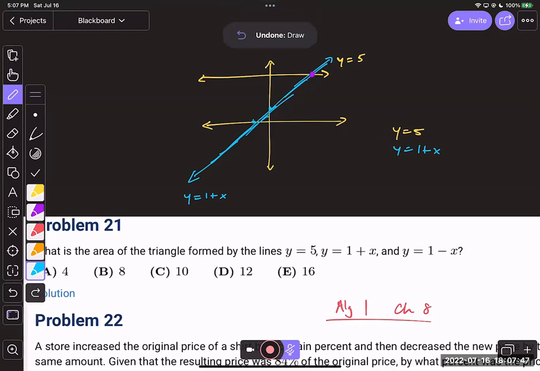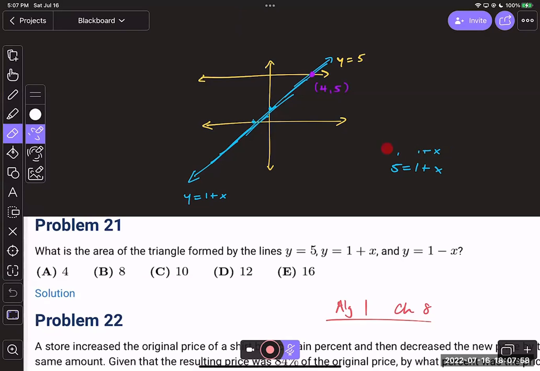So you can use the substitution. Yeah, 5 equals 1 plus x. What is the value of x here? X equals 4. So this point here has to be 4, 5. Would you agree? Yeah. Okay.